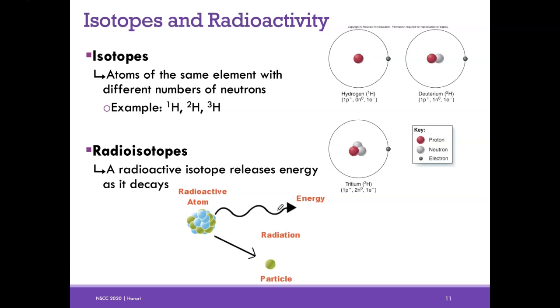We can use it to kill cells that are growing too fast. Like for a brain tumor, we can use high beams of radioactive energy that can actually kill cells specifically with that energy. We can also use low levels of radiation for imaging, like in an MRI. Can use a radioactive dye that you inject, and you can see how the tissues are metabolizing that dye based on using this radioactivity.